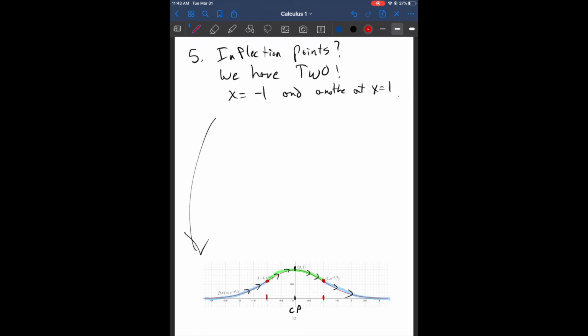Okay, so you can see from the graph all of the things that we figured out, right? So the local max, the places where it's increasing, decreasing, the places where it's concave up and concave down, and the inflection points. Now you try all of this with this next example.